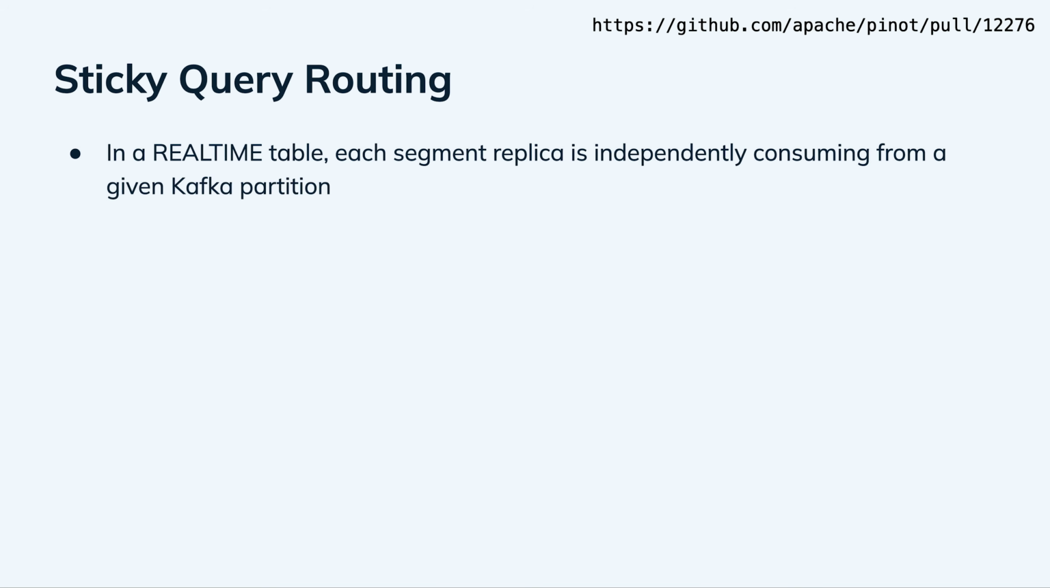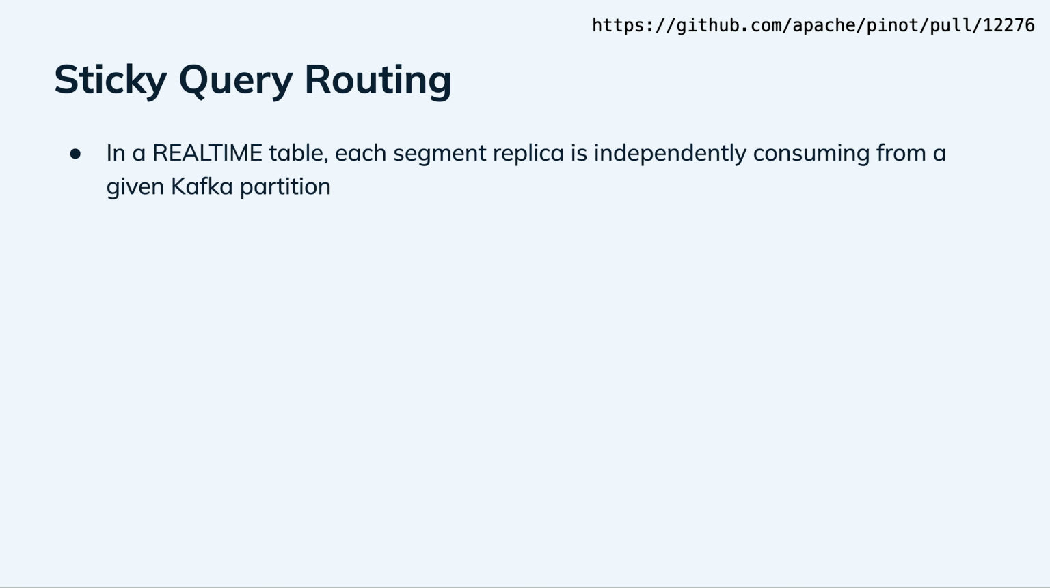Next up, sticky query routing. Now we have to remember, as Pinot is consuming a real-time table, there's a Kafka topic, it's consuming from that topic and updating the table, adding rows to the table as those messages are being consumed.